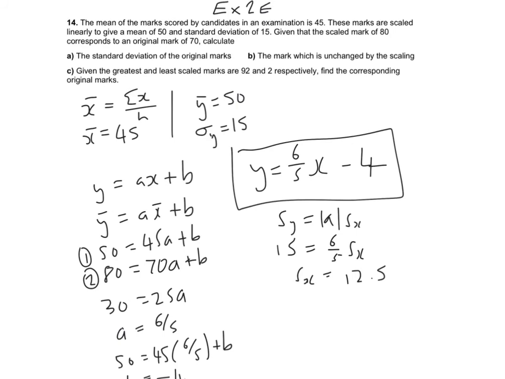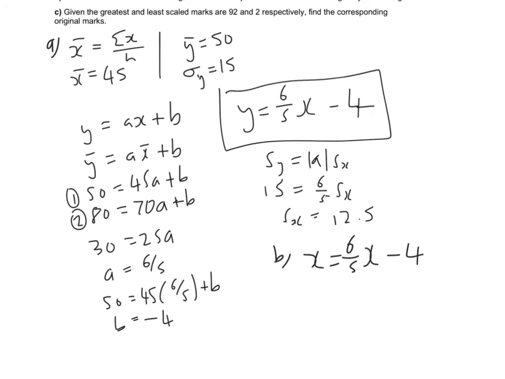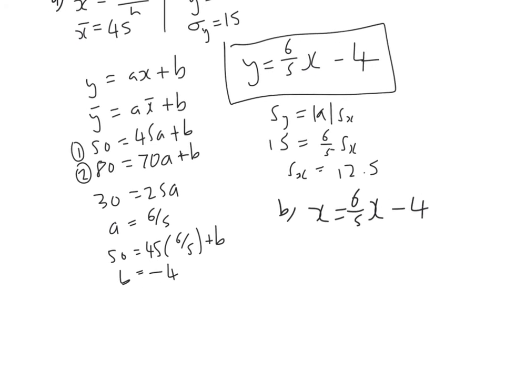That's part A. Part B, the mark which is unchanged by scaling. So the mark that's unchanged is if I put a value in of x, I would get out the same mark, which would be x. So the y value, the new mark, is the same as the old one, so it's called x still. If I bring the 4 across and the x across, I get 1/5 x equals 4, so x would equal 20.